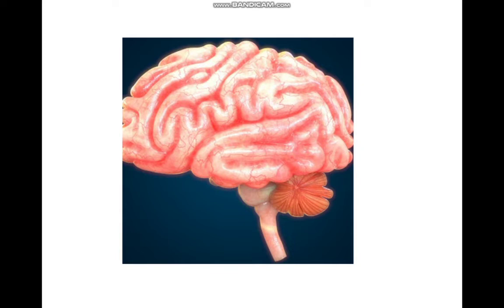The rhombencephalon gives rise to 3 parts. Brainstem is nothing but the pons and the medulla oblongata. If we talk about the hindbrain, it is composed of the cerebellum, the pons and the medulla oblongata. These are the 3 parts of the hindbrain.